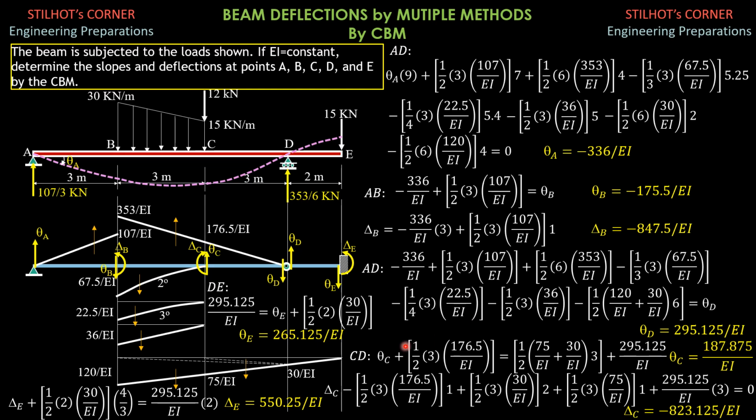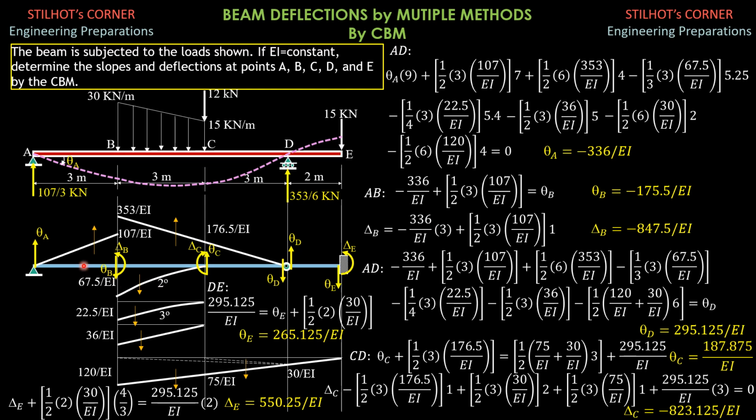Then for this trapezoidal loading between A and D, let's break this into two triangles. First triangle with height 30 over EI, so minus 1/2 of 6, 30 over EI times 2 meters, and lastly 1/2 of 6 times 120 over EI, 2/3 of 6 is 4. So solving for theta A is negative 336 over EI, just like before.